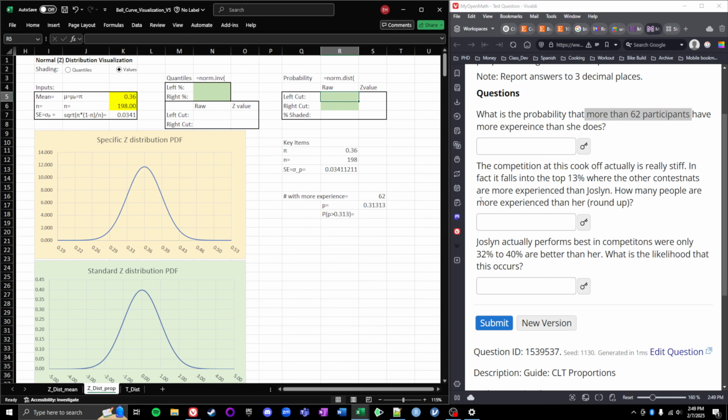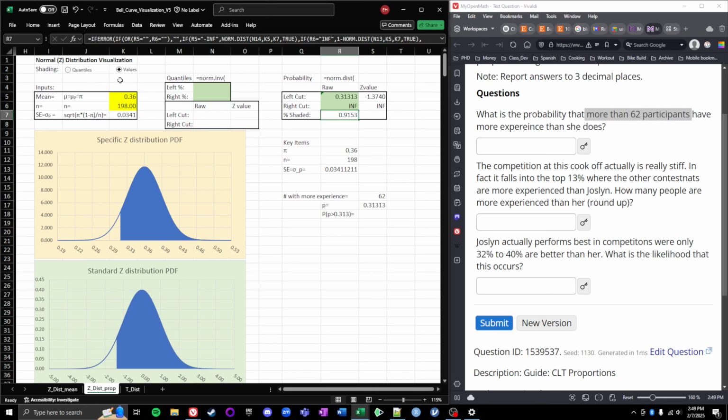So we're going to start off with this left cut at, we'll just type this in, 0.31313. And the right cut, we're going to go to infinity. And if we click on the values, it shades in, and check it out. I was pretty close. Right around the high 80s or 90s is what I guessed. Let's see how we're actually doing this here.